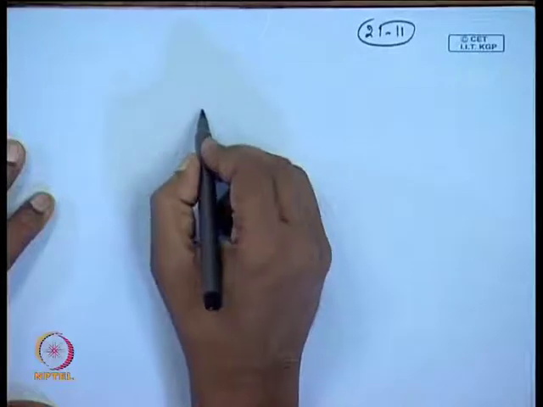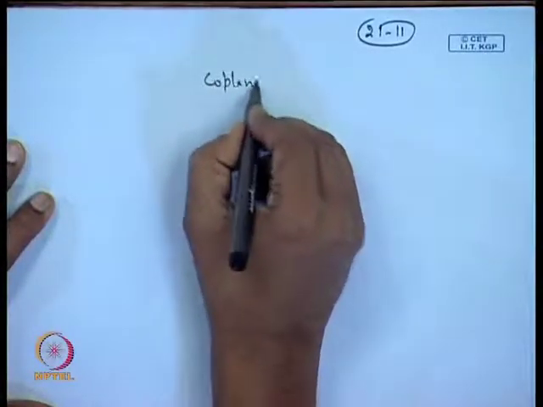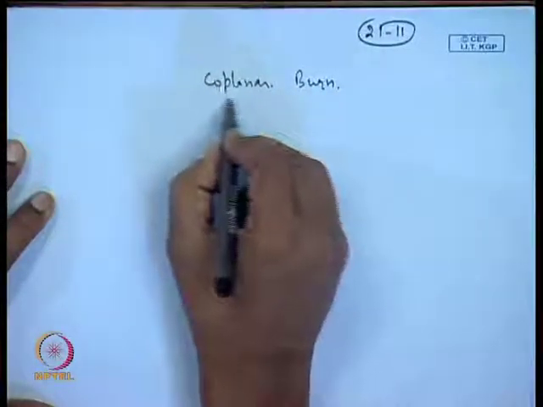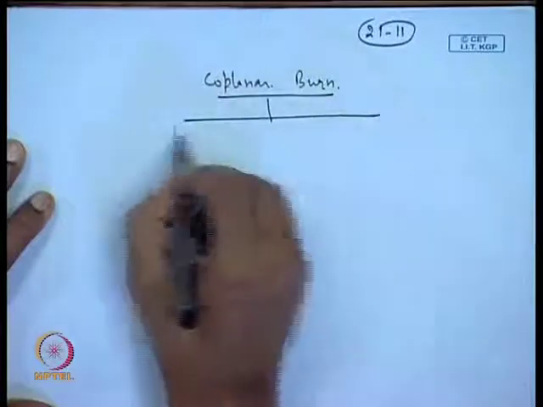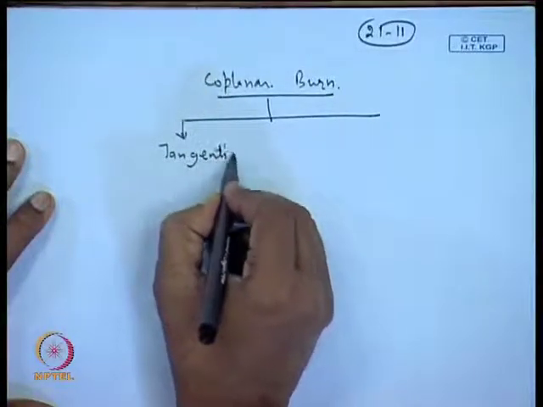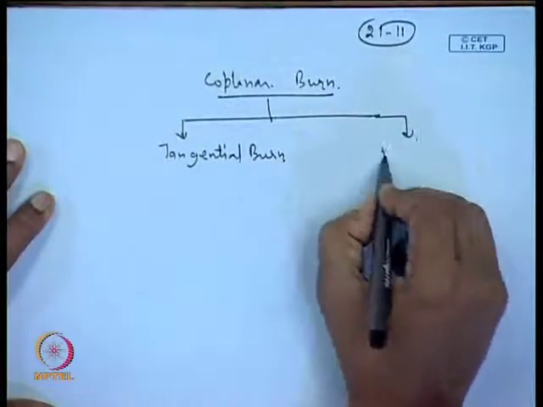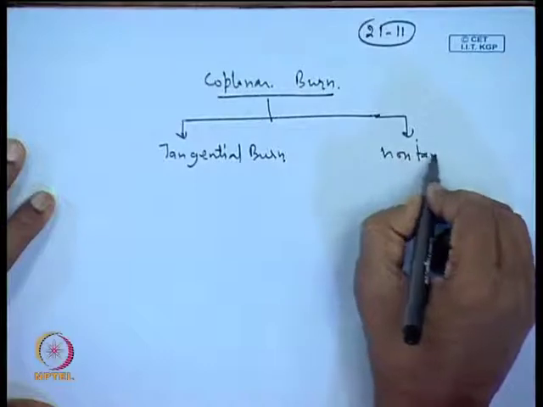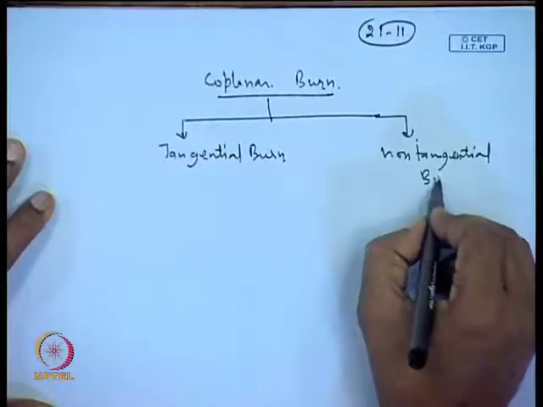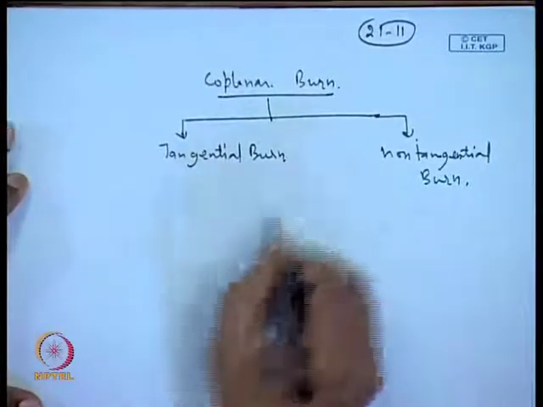Now, the coplanar maneuver can be categorized as, so the coplanar burn can be categorized as the tangential burn and the non-tangential burn. So, what does it imply?